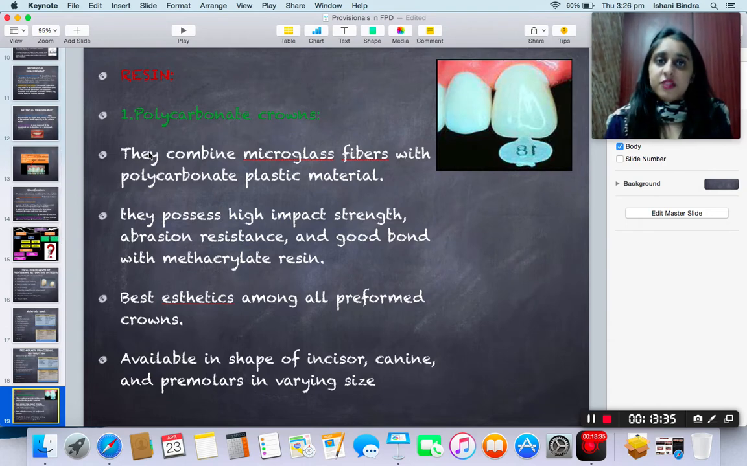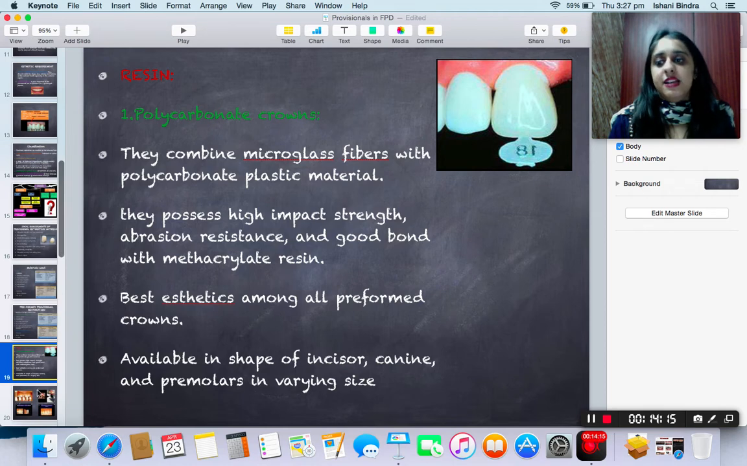So coming on to the first resin-based preformed material, they are the polycarbonate crowns. What does polycarbonate mean? A combination of microglass fibers with polycarbonate plastic material. Here we can see this is a polycarbonate crown. They possess high impact strength, abrasion resistance, and good bond with the PMMA. The most important advantage of the polycarbonate crown is that it has the best aesthetics among all preformed crowns. It is available in the shape of incisor, canine, and premolars, and in different sizes.